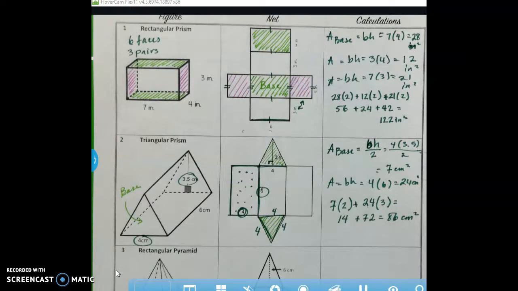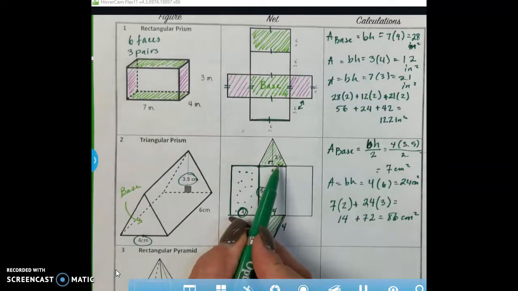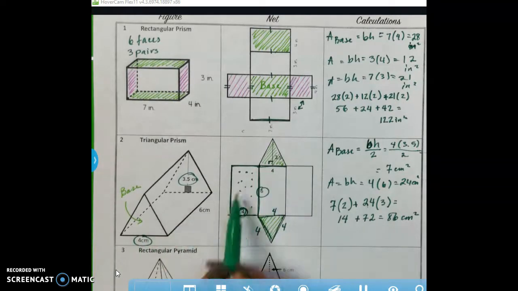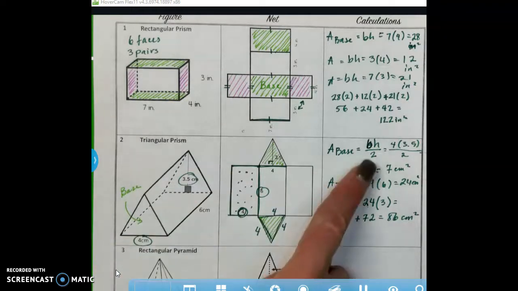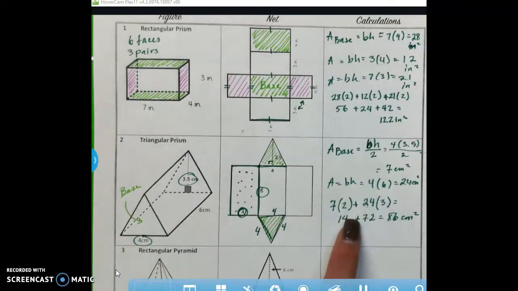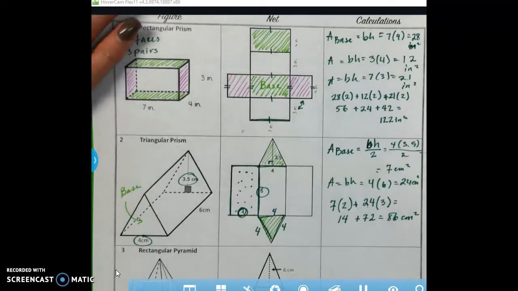So again, the key is to pay attention to your labels. Add any labels that you might want to have in your illustration to help your process. Double check, use your formulas, and don't forget to add the areas, because you find the total surface area, so you will be adding several areas.